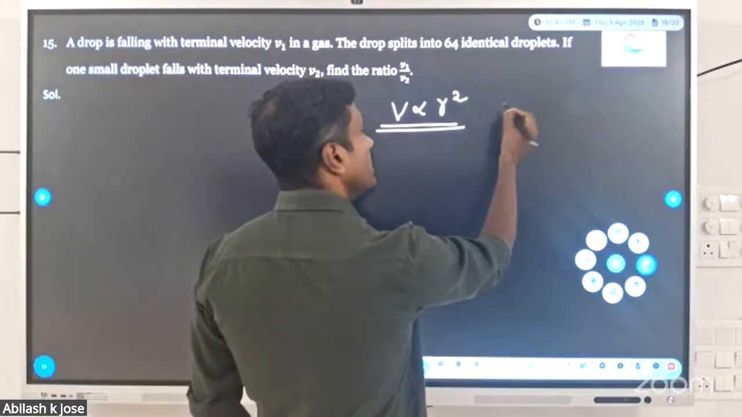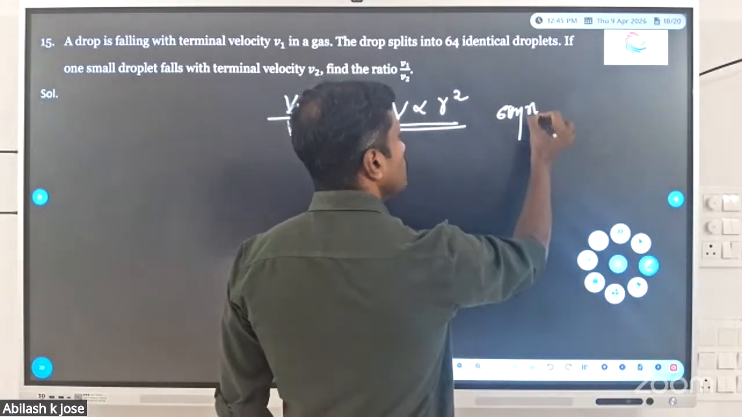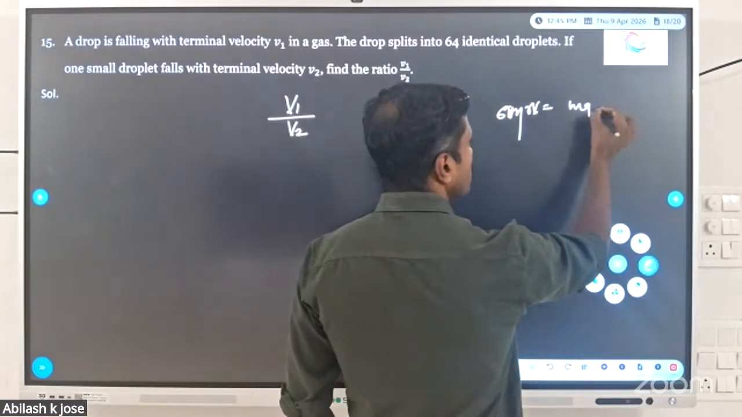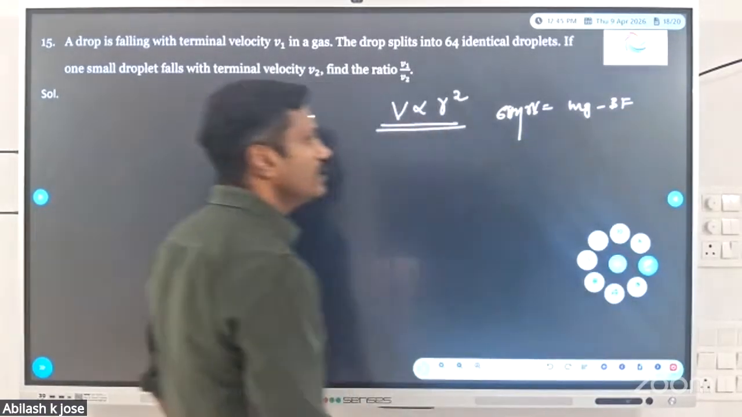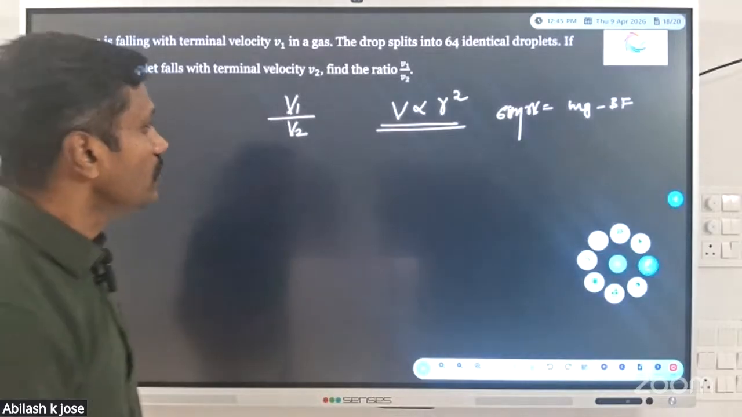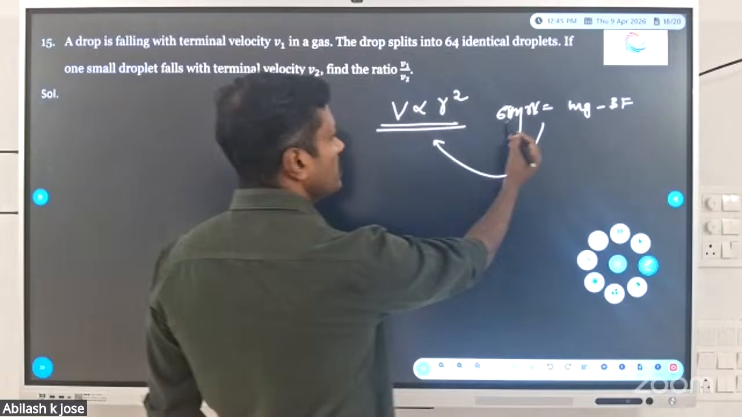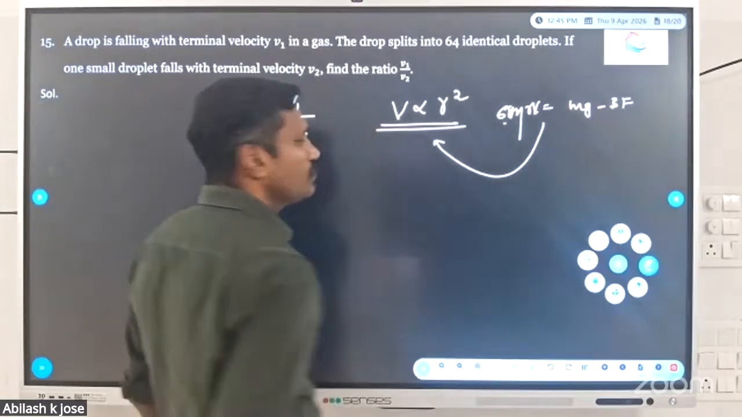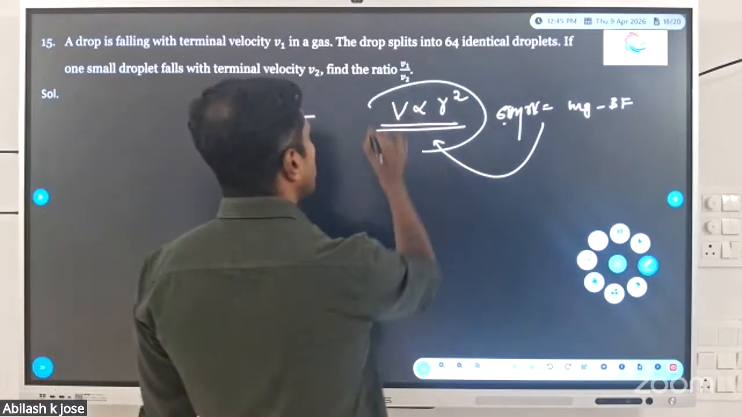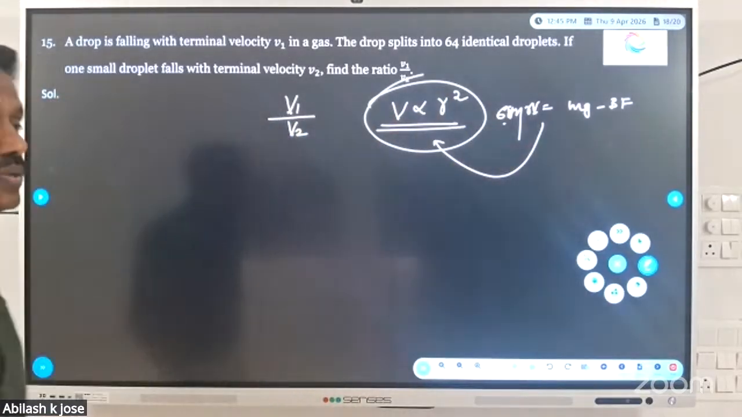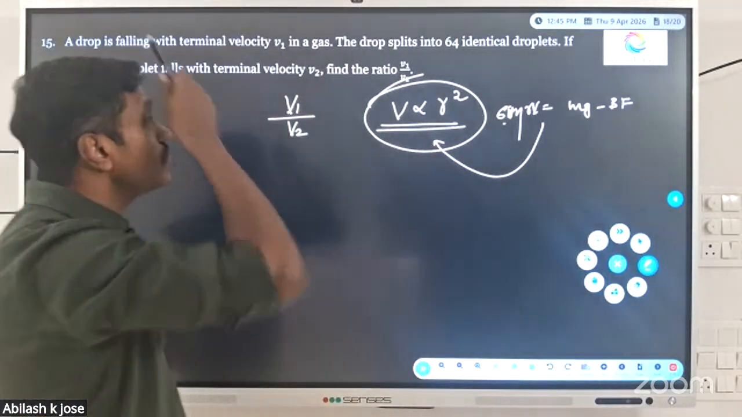For terminal velocity, the net force has to be 0, so 6 pi eta r v should be equal to the weight minus the buoyant force. This is the concept. Substitute the mass in terms of density and finally we will get the terminal velocity. This is what we find here, and this is supposed to be remembered for the exam.